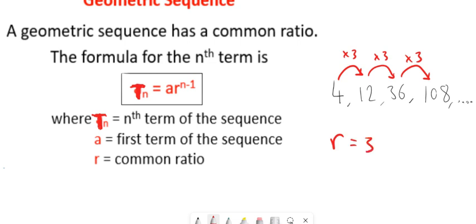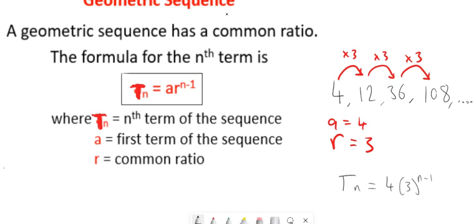The A is easy to see. A is always just the first term of the sequence. So here, 4 was the first term. And then that's all we need. So we can use that formula to get the nth term. T of n is equal to A, which is 4, times R, which is 3, to the power of n minus 1.